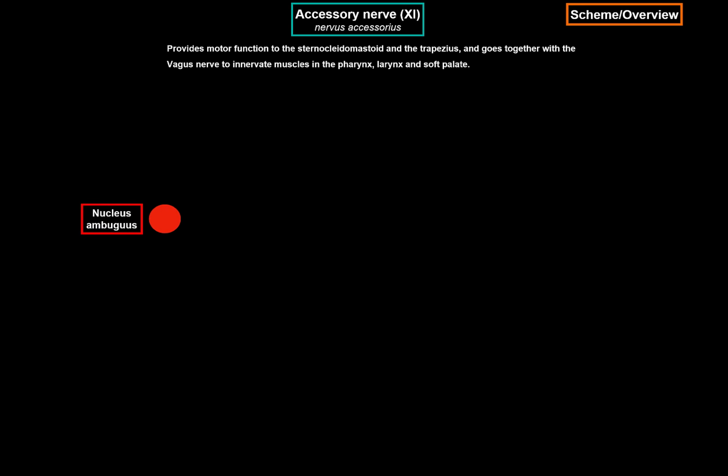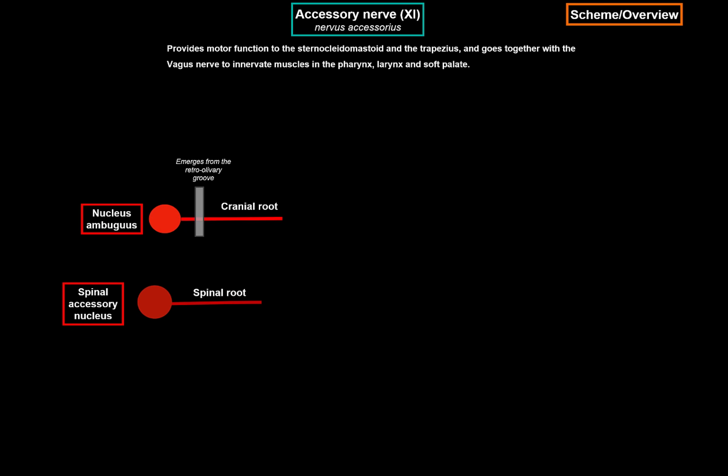Just like the glossopharyngeal and the vagus nerve, this nerve also has motor fibers coming from the nucleus ambiguus, located in the medulla oblongata. It also has the spinal accessory nuclei, which are nuclei that lie within the spinal cord, in the 6 upper segments of the spinal cord, lateral to the anterior horn of the grey matter. The nucleus ambiguus gives rise to the cranial root of the accessory nerve, while the spinal accessory nucleus gives rise to the spinal root of the accessory nerve.